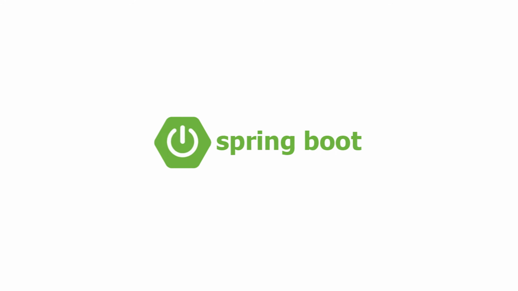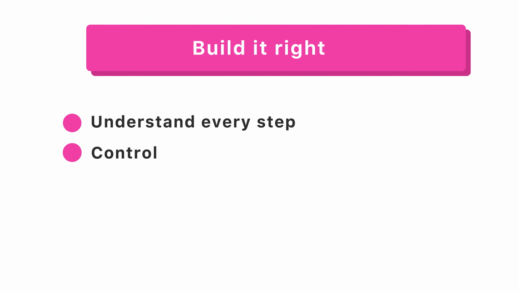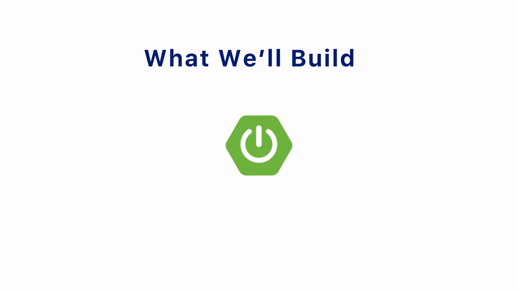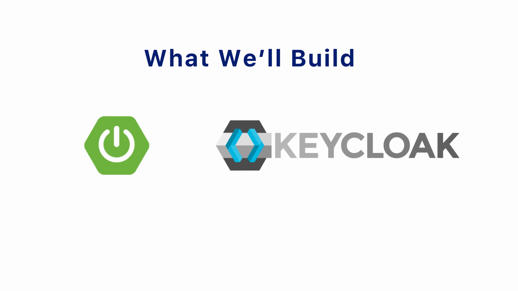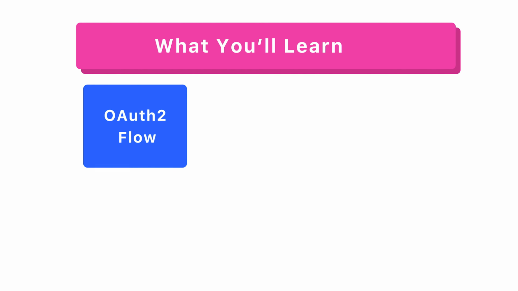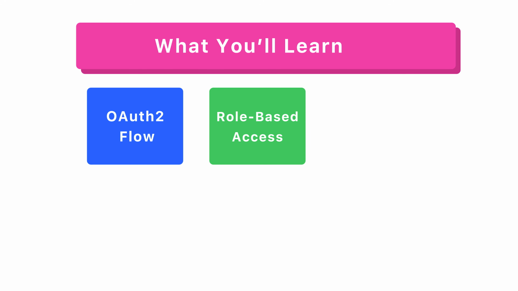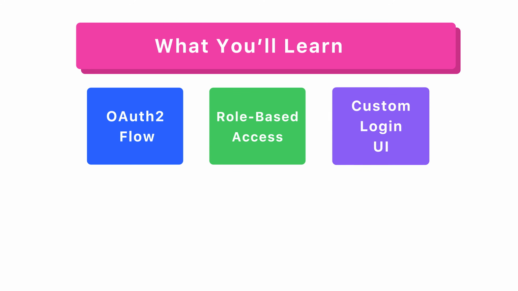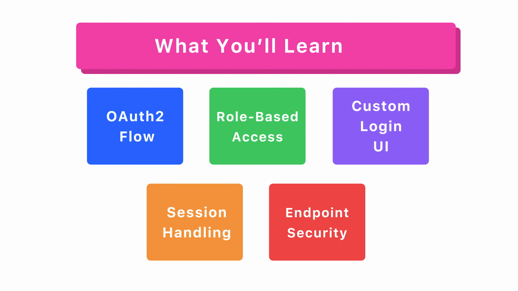Connecting Spring Boot with Keycloak is easy. Building it in a way you truly understand, control, and can scale in real projects is what most tutorials skip. In this video, I'll show you how to properly secure your Spring Boot application using Keycloak. Not with surface level setup, but with complete OAuth2 authentication flow and real role-based access control. We'll customize the login UI, handle user sessions correctly, and lock down endpoints the same way production systems do.